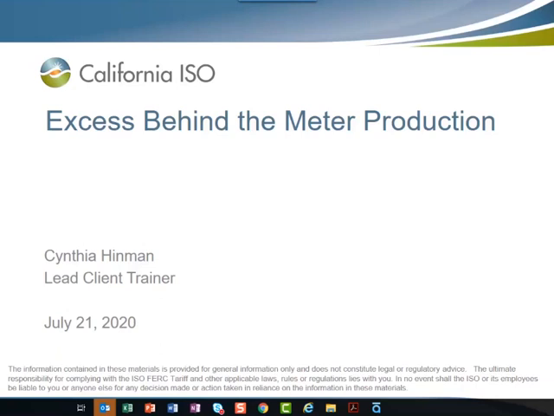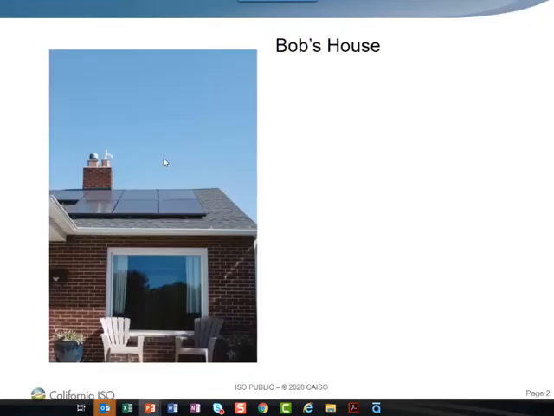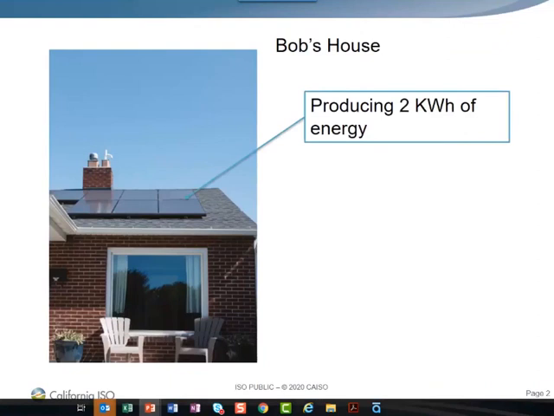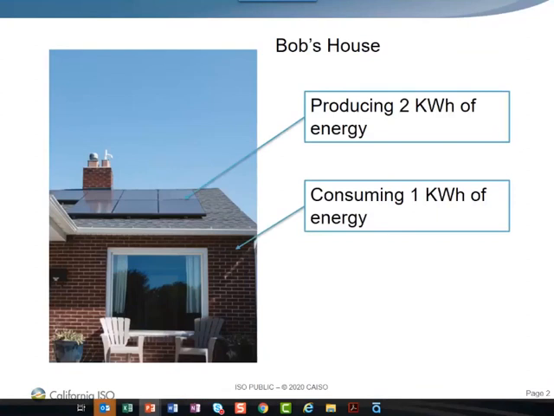So let's start off with an example to show what we're talking about with this excess behind the meter production. So this is Bob's house. And Bob got solar panels, and congratulations to him. On this particular day, they are producing 2 kilowatt hours of energy, and he is only consuming 1.